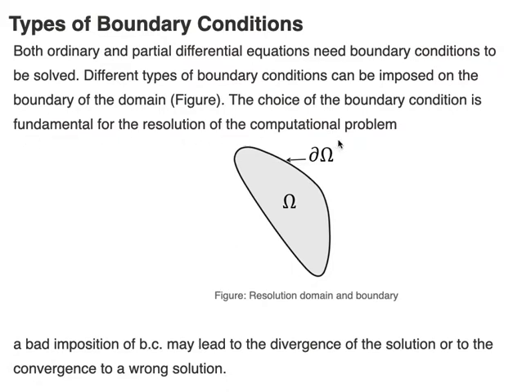It is very important, because a bad imposition of boundary conditions may lead to the divergence of the solution or to convergence to wrong solutions. If you took wrong boundary conditions or you have given wrong boundary conditions, it might give a wrong solution.